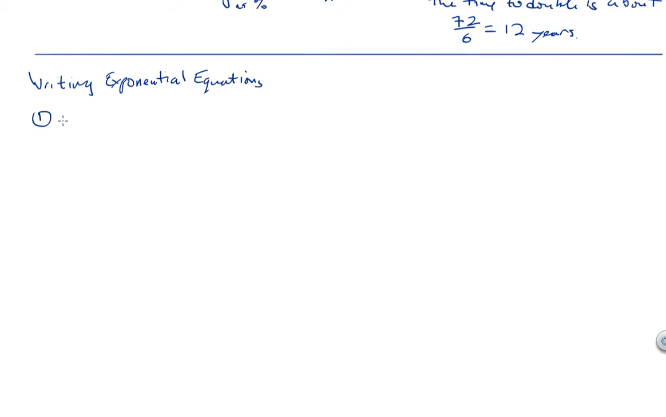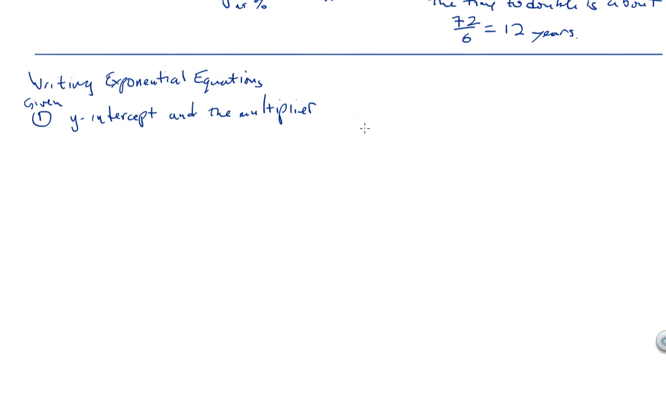So first situation is like we had before, where you're given the y-intercept and multiplier.